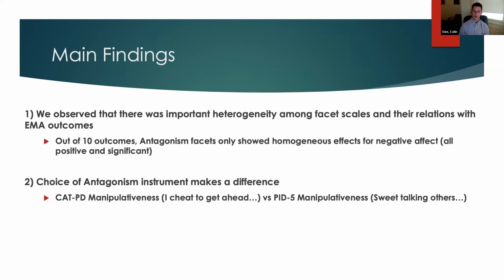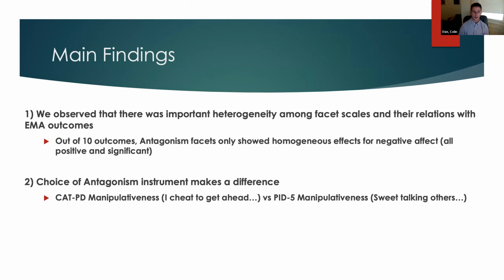Number one is that there's important heterogeneity among the facet scales and the relations with EMA outcomes. Again, reiterating the point from before, and definitely what Cassie had just said as well, if you're only looking at the domain, you might lose important information that exists at the facet level, both in terms of some facets showing no relations while others show significant relations, or differences in the strength of relations amongst the facets.